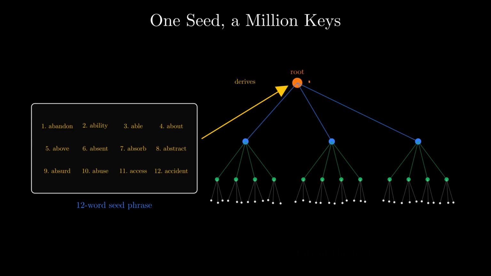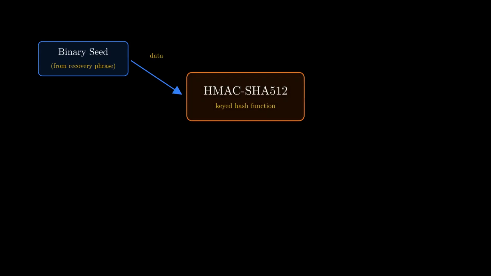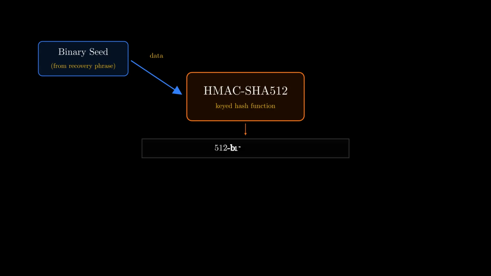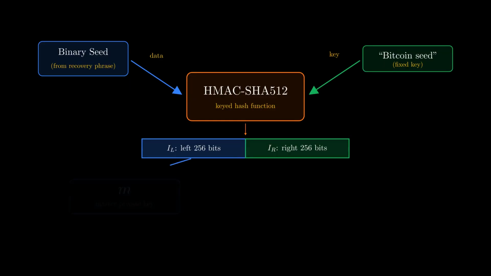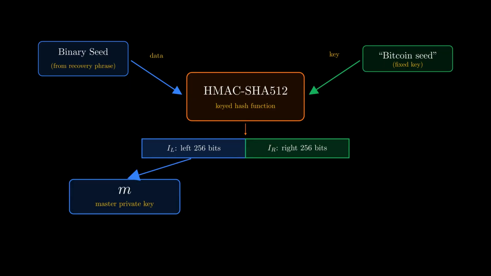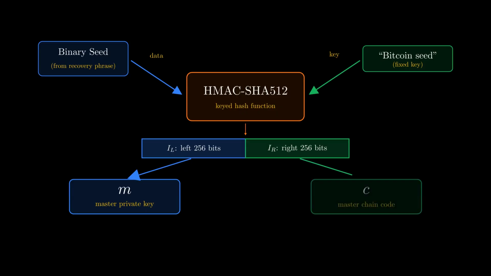To understand the magic, we start at the root. Your recovery phrase becomes a binary seed. That seed feeds into HMAC SHA-512, a keyed hash function that produces 512 bits of output. The key input is the fixed string "Bitcoin seed." The output splits cleanly in half. The left 256 bits become your master private key, called M. The right 256 bits become the master chain code, called C.